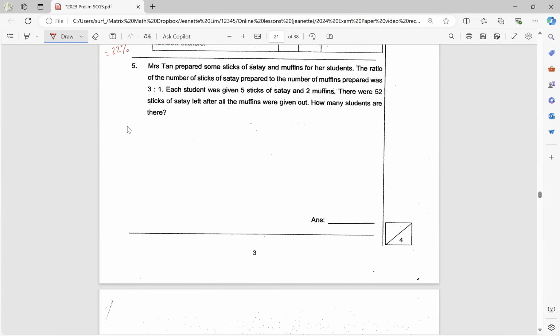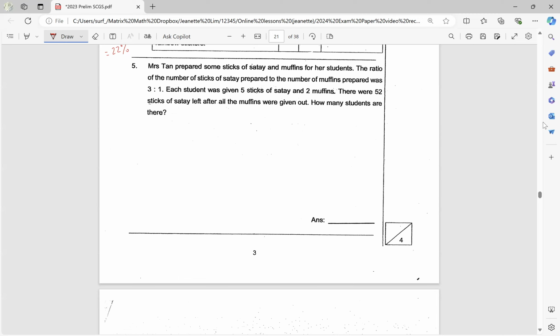Question 5. Mrs. Tan prepared some sticks of satay and muffins for her students. The ratio of the number of sticks of satay prepared to the number of muffins prepared was 3:1. Each student was given 5 sticks of satay and 2 muffins. There were 52 sticks of satay left after all the muffins were given out. How many students are there?